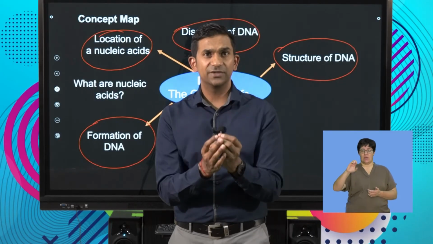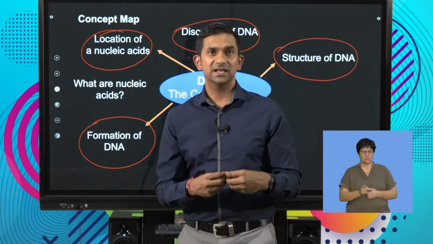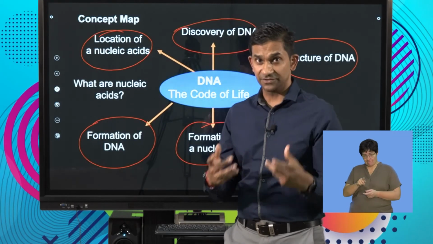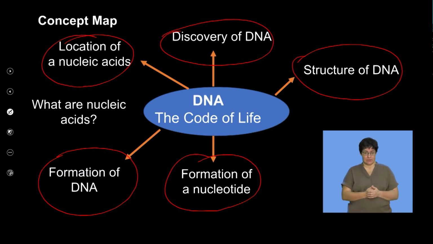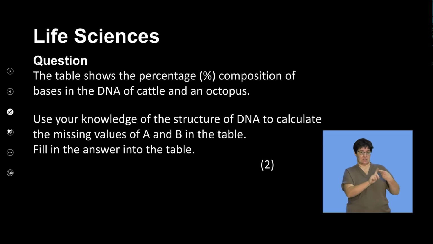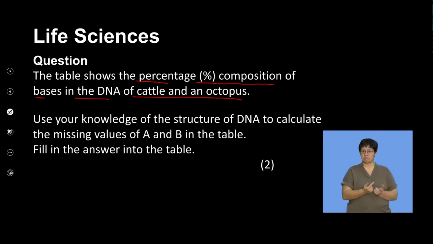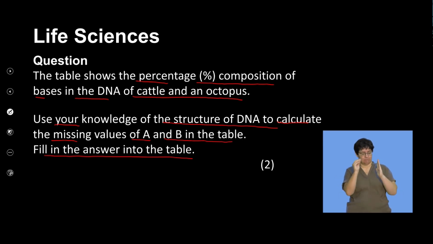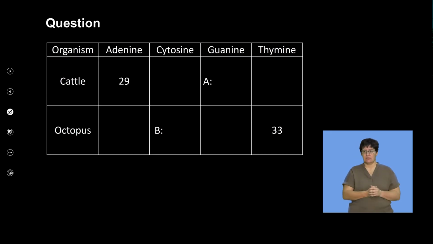Now let's use all of that and try to apply it to understanding how it is tested in the context of different questions. So the first question: the table shows the percentage composition of bases in the DNA of cattle and an octopus. We've got to use our knowledge of the structure of DNA to calculate the missing values of A and B in the table. Fill in the answers into the table. I've got the table on the next page. I'm going to very quickly go to that table, and we can go back to the question.